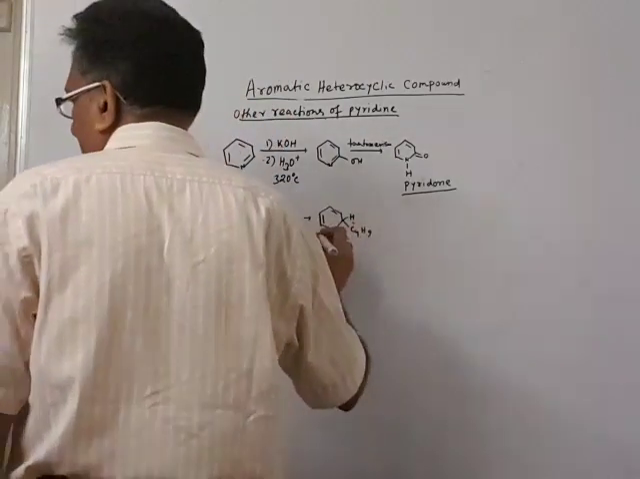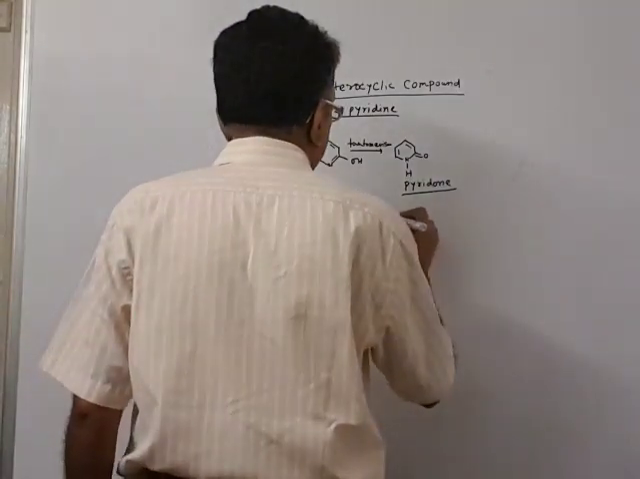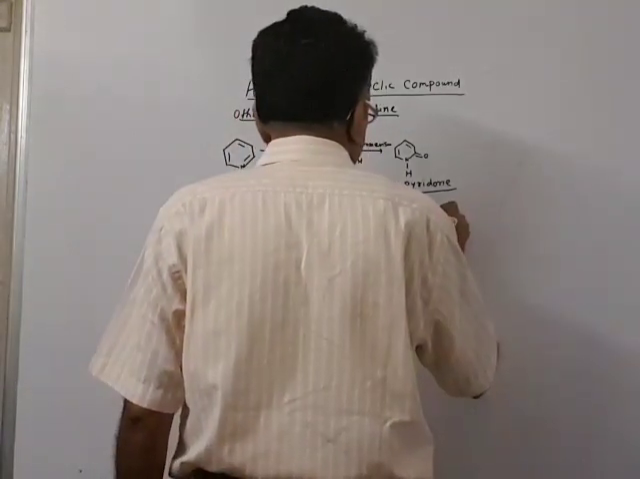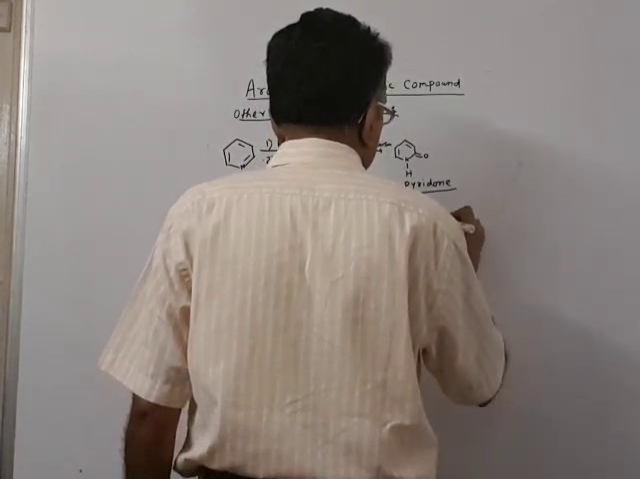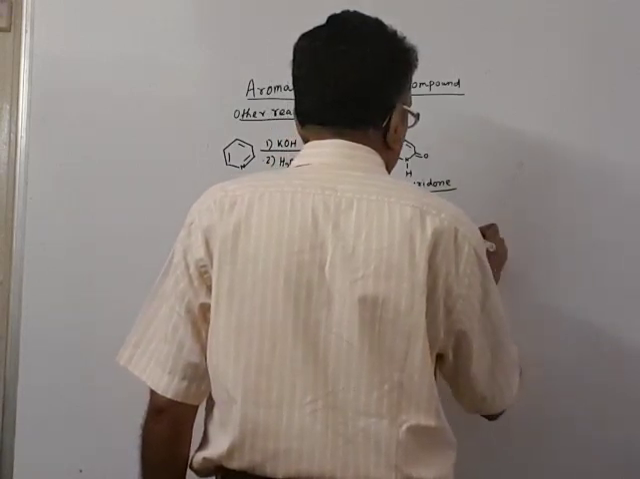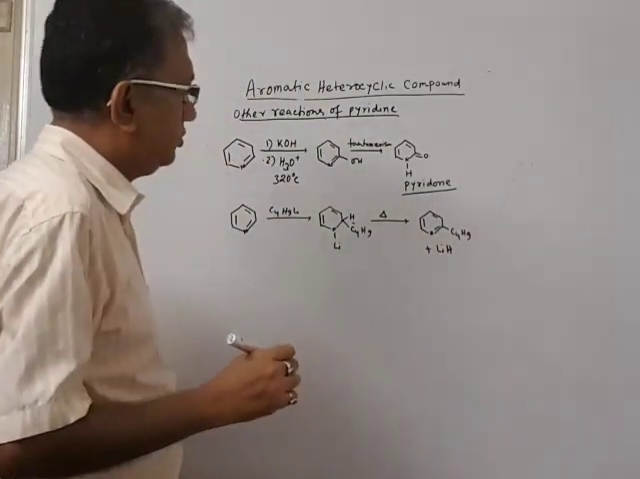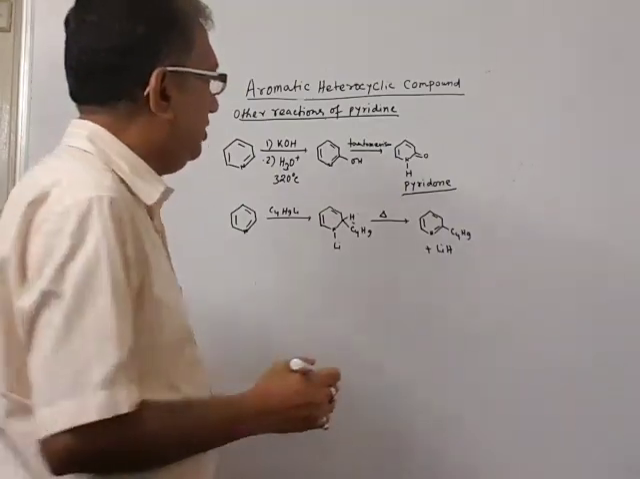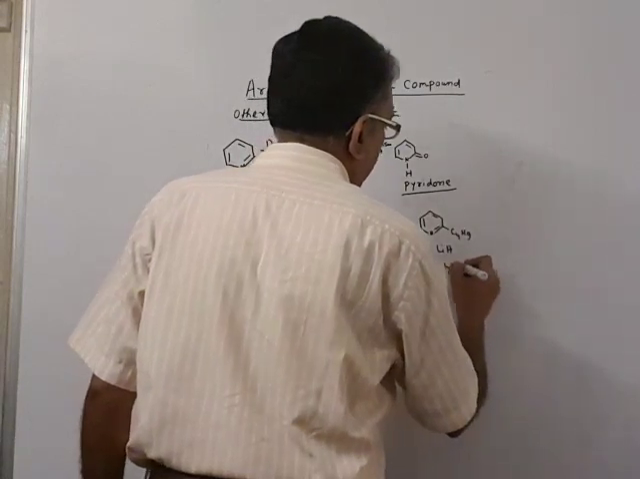And this compound, no, this is not plus. This compound on further heating gives us this product, C4H9 plus LiH, lithium hydride. So this is an alkyl substituted pyridine, or you can say it is a 2-butyl pyridine.